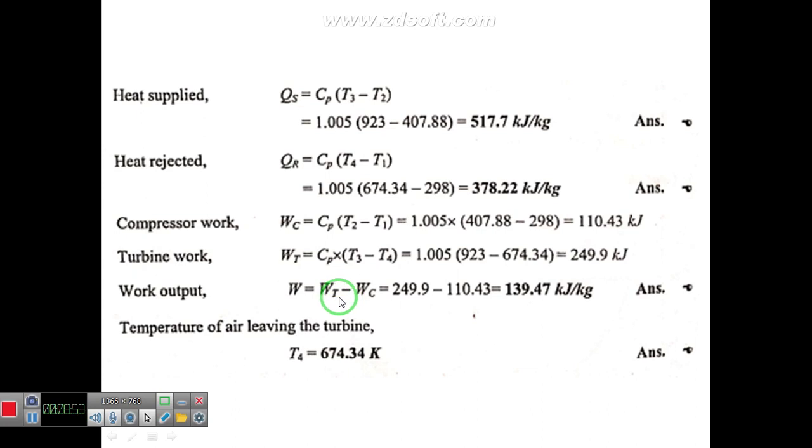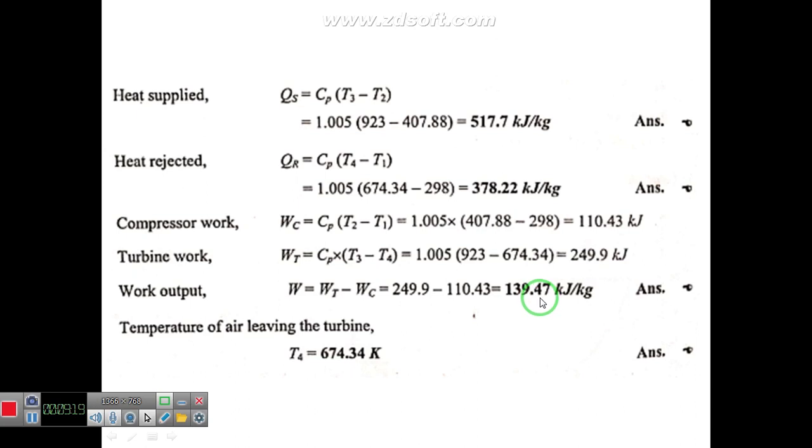Next we find the work output, W, which is equal to work done of turbine minus work done of compressor. We have already calculated the two values, compressor work and turbine work. Subtracting one from the other, we get the value 139.47 kilojoule per kilogram. So this is the work output.